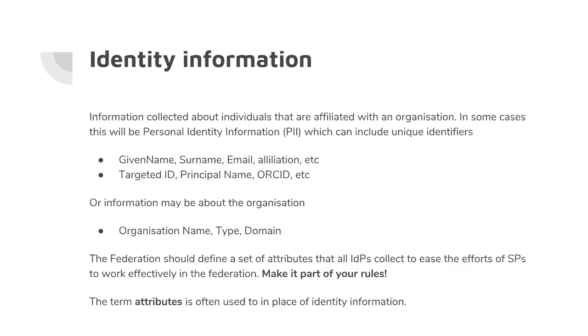This doesn't mean that service providers get all of these attributes. The service provider must justify why they need attributes, and will generally get a subset of the attributes that are collected by IDPs, and not all of them. There are only very few use cases where a service will require all of a person's identity information. Just another term here, the term attributes, which I've already used, is often used in place of identity information. It's just the details that are provided about a person or an entity or a thing that's logging into a service provided by the identity provider.